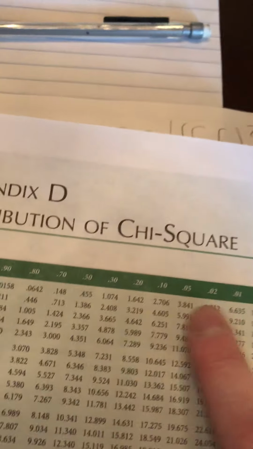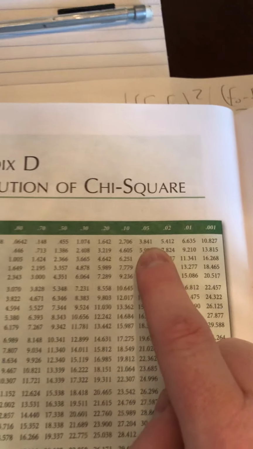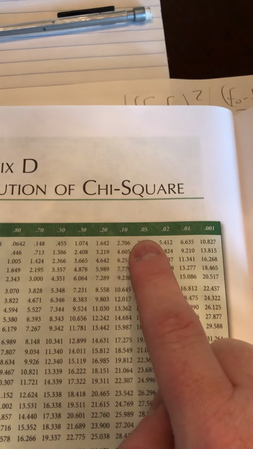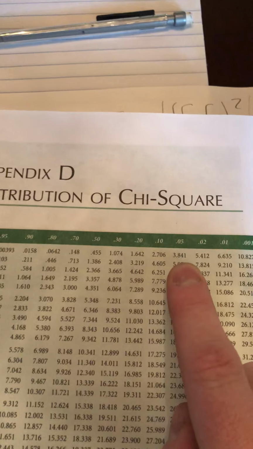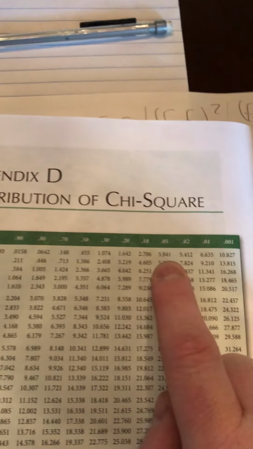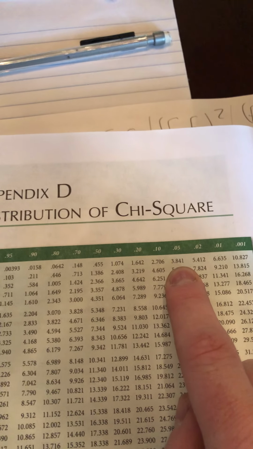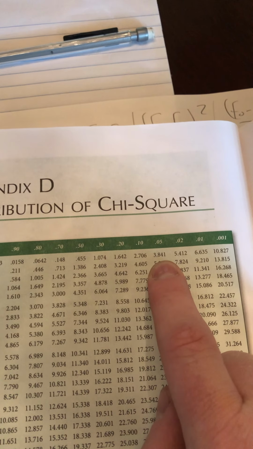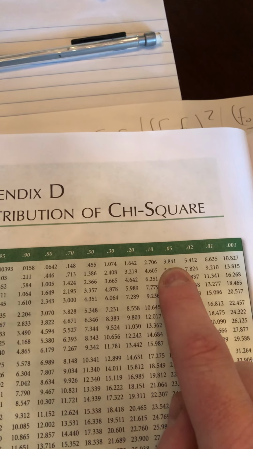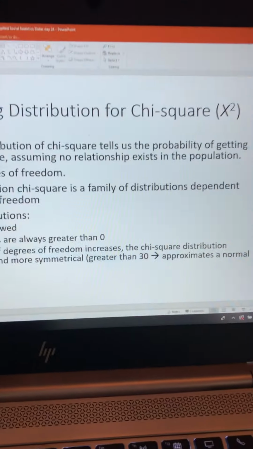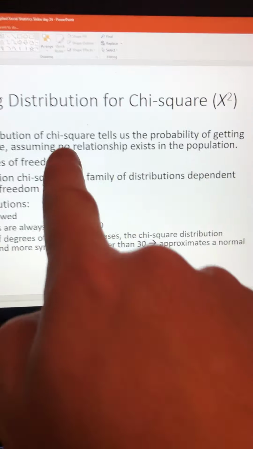So let's say I wanted to use an alpha of 0.05, which would be a 95% confidence level. Well, you've got a cutoff value of 3.81 there. If your chi-squared value is greater than the cutoff value, then you can be sure that the sampling distribution, where am I?